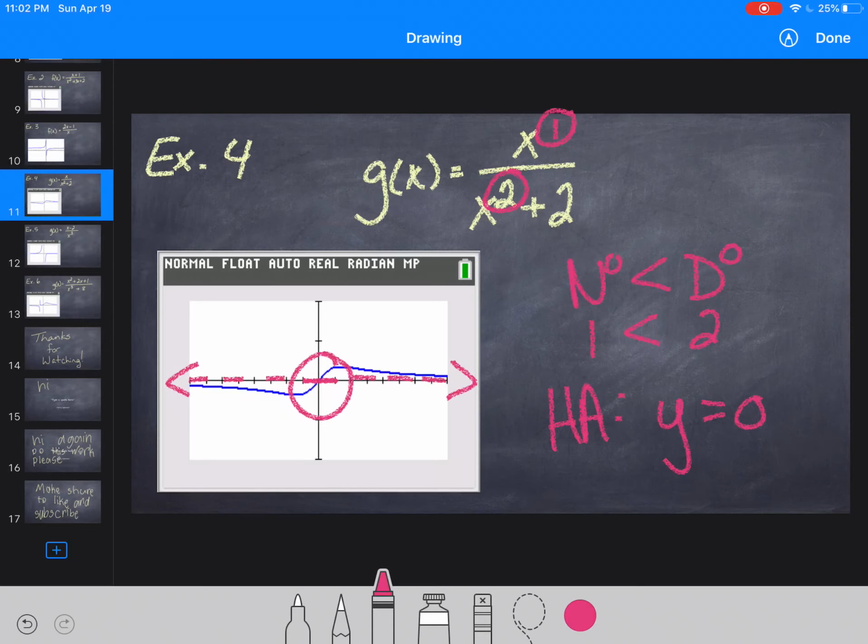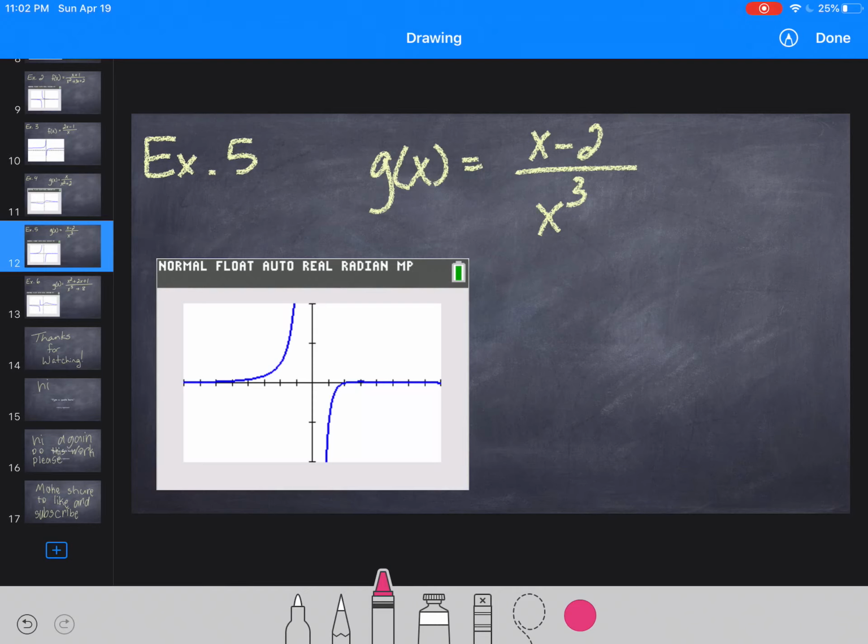Now, we said sometimes our horizontal asymptotes can be crossed. This is a scenario where it could be crossed because remember, whenever we're looking at horizontal asymptotes, we don't care about what happens in the middle. We actually care about what happens at the ends. This is our end behavior. Let's take a look at example 5.